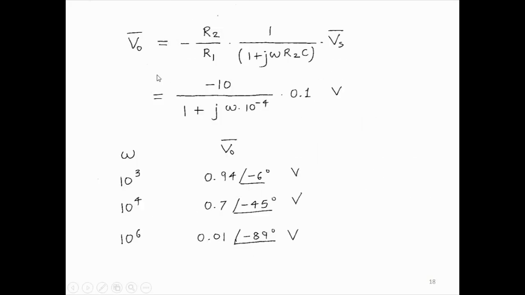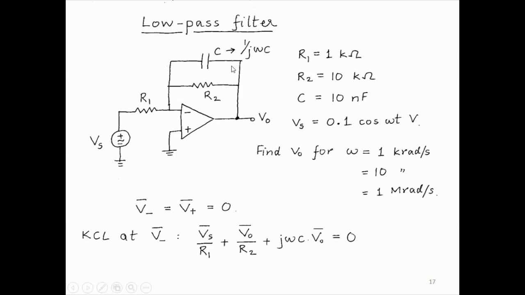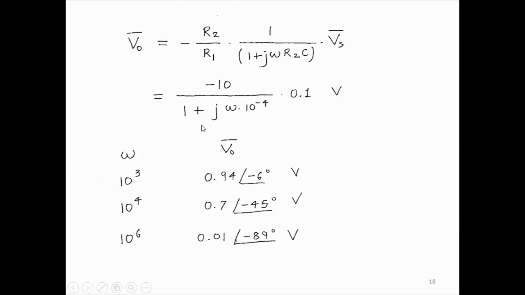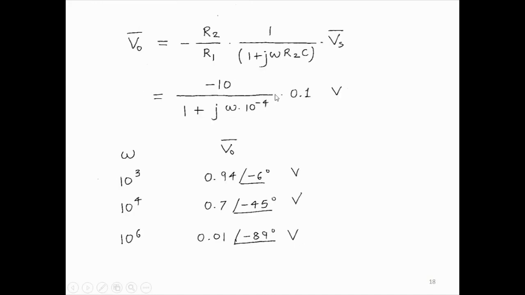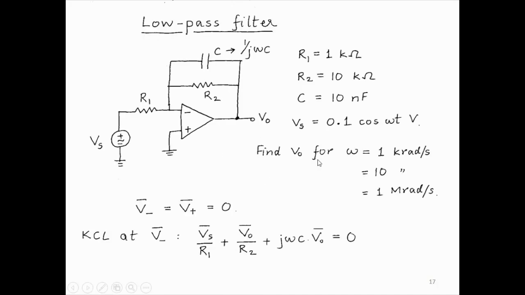It's a very simple circuit. So the solution is VO equals minus R2 by R1 into 1 by (1 plus j omega R2 C) into Vs. And we know R1, R2, C. So we put in values. R2 is 10 kilo ohms, R1 is 1 kilo ohm, so R2 by R1 is 10. So minus 10 divided by 1 plus j omega R2 C. R2 is 10 kilo, C is 10 nano. Kilo times nano is micro, 100 micro is 0.1 milli, or 10 raised to minus 4. So you get minus 10 divided by 1 plus j omega 10 raised to minus 4, into Vs, which is given to be 0.1 volt.